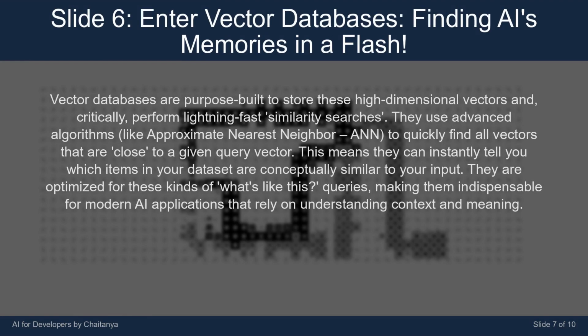Vector databases are purpose-built to store these high-dimensional vectors and, critically, perform lightning-fast similarity searches. They use advanced algorithms, like approximate nearest neighbor, ANN, to quickly find all vectors that are close to a given query vector. This means they can instantly tell you which items in your dataset are conceptually similar to your input. They are optimized for these kinds of "what's like this" queries, making them indispensable for modern AI applications that rely on understanding context and meaning.